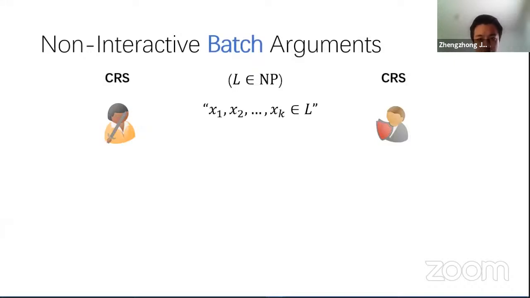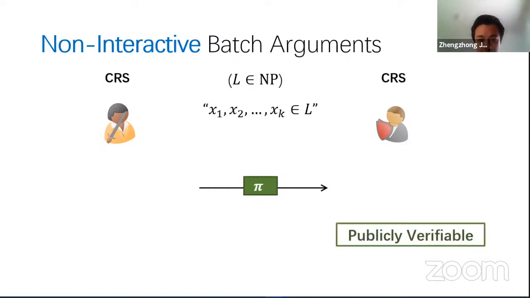The prover tries to convince the verifier that a batch of k instances x1 to xk are all in some NP language L by sending a single round of message pi. And finally, the verifier needs to publicly verify this proof pi and decides to accept or reject the proof. To help the prover compute this single round of message, we also allow it to take omega 1 to omega k as the witness for this x1 to xk. And we further request that the length of this proof pi is significantly less than the total length of the witnesses.